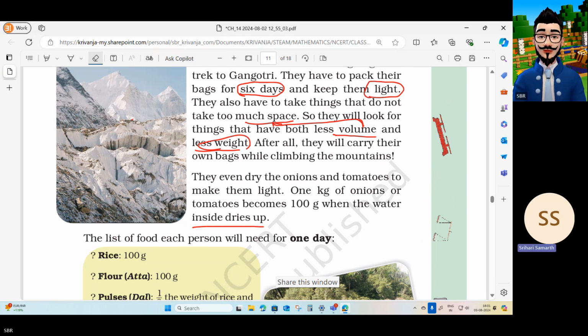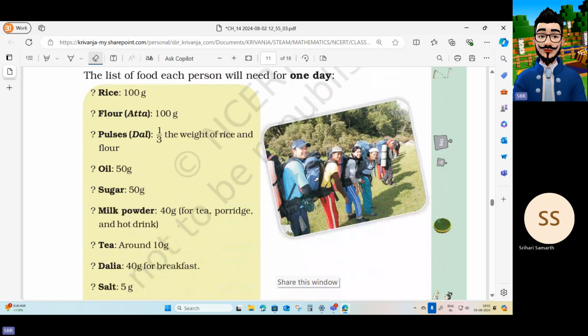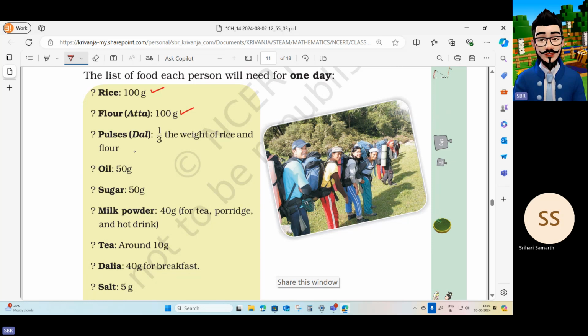Food each person will need for one day. Read it. Rice, 100 grams. Flour, atta, 100 grams. Pulses, dal, 1/3 the weight of rice and flour. What does it mean? 1/3 the weight of rice and flour means what? 100 divided by 3. Read properly. 200 divided by 3. This is where you lose marks in your exams. You should be attentive, right? What were you confused about?